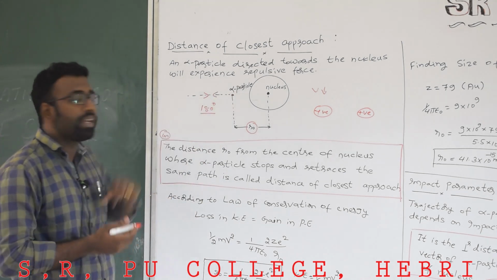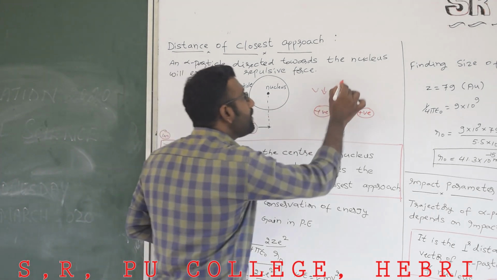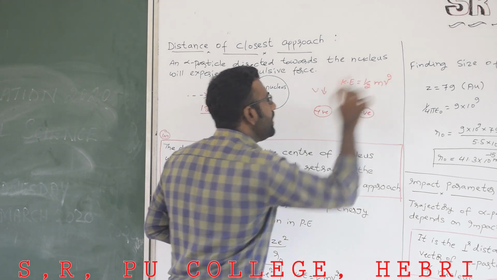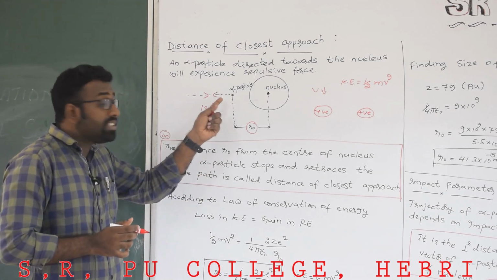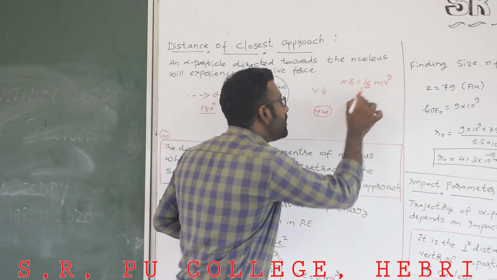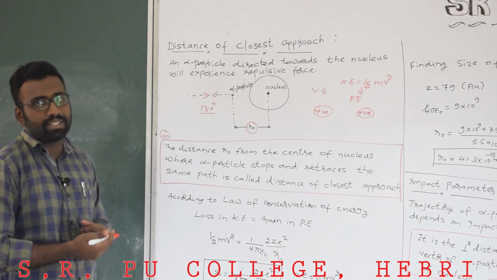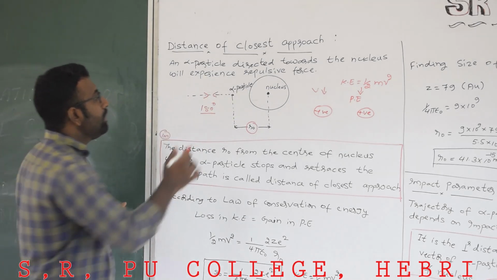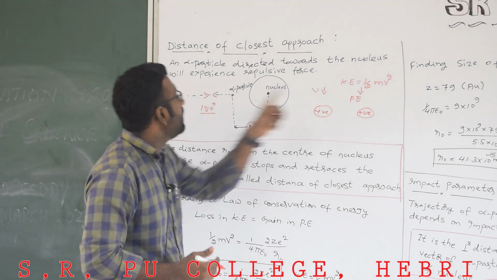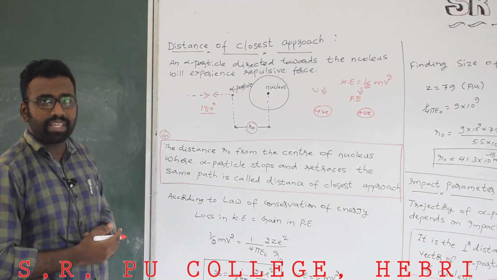So what happens at this point actually? When the alpha particle comes near to the nucleus, it will have kinetic energy, what we call half mv square. As it reaches nearer and nearer to the nucleus, this kinetic energy gets converted into electrostatic potential energy due to the two charges. At this point, the kinetic energy entirely gets converted into potential energy and the particle stops. Then it retraces the same path.